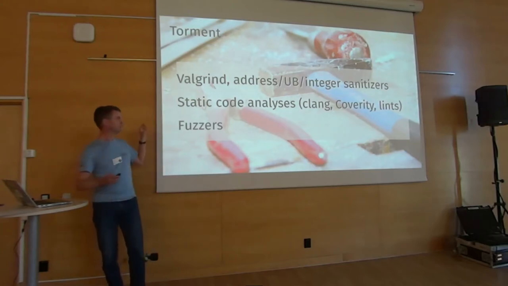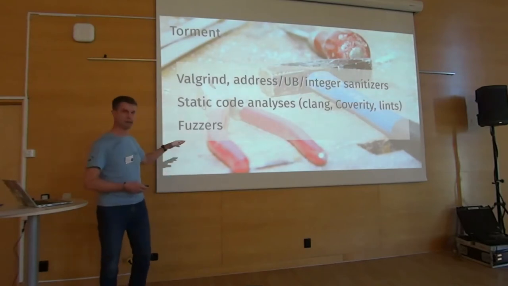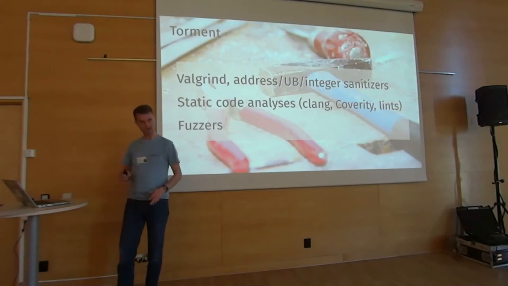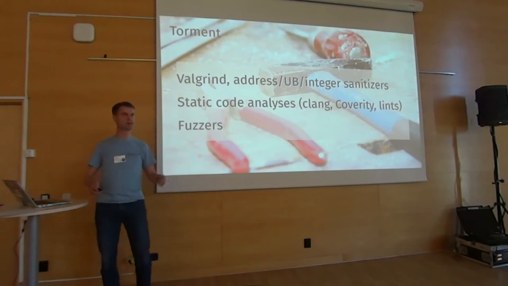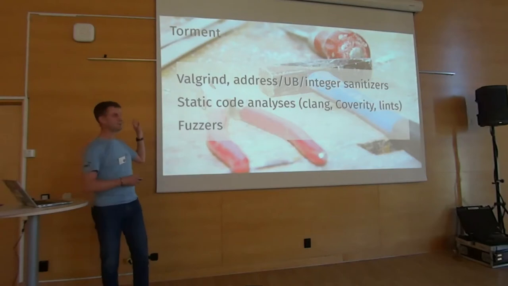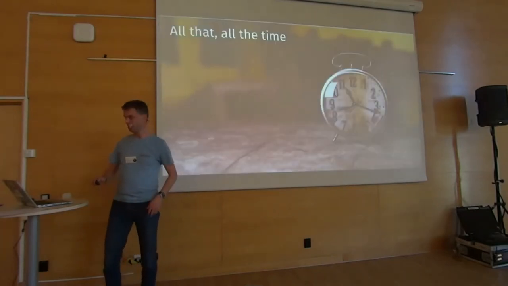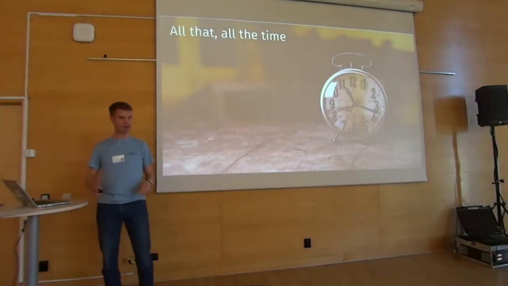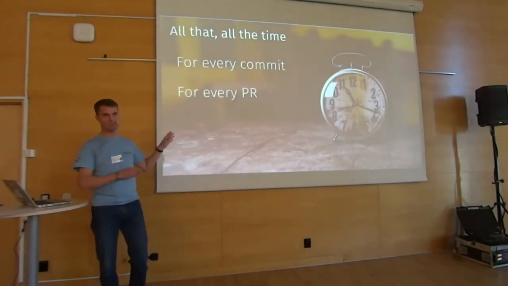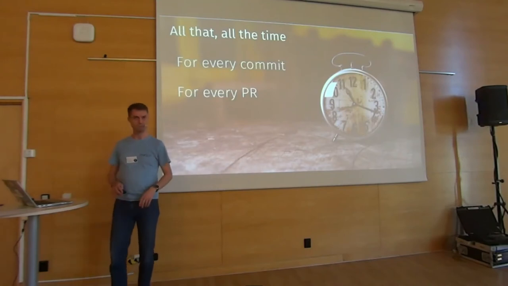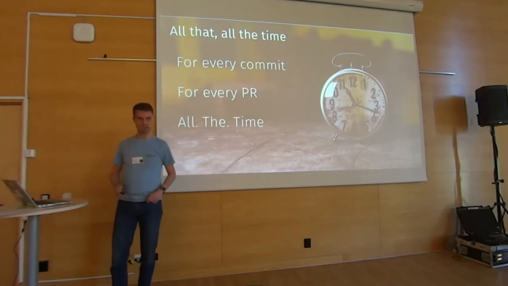Once you've fixed all that, well, fuzzing never really ends, but once it hasn't found anything for a good while, you're in a fairly good spot at least. But of course, your code keeps on changing, right? So even if you followed all these steps up until this point, you're not done. We need to keep doing this all the time on every commit and every pull request. All of this, all the time, nonstop. Easy peasy.